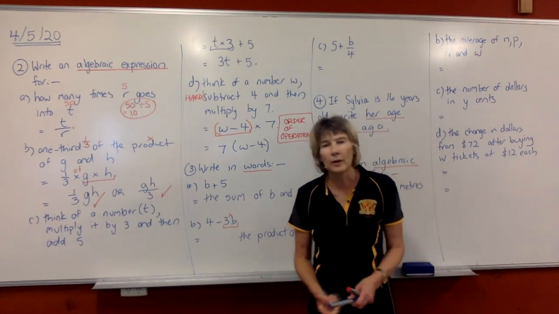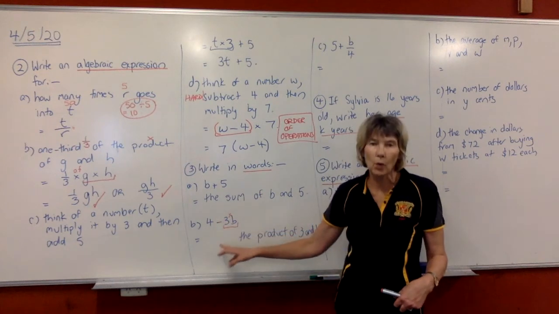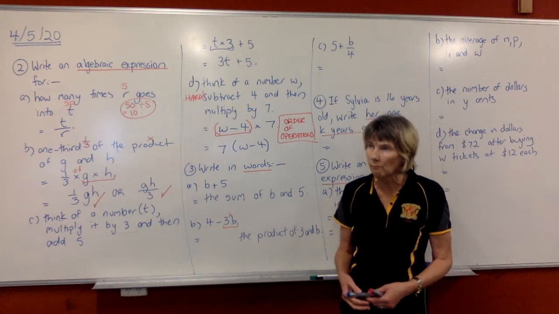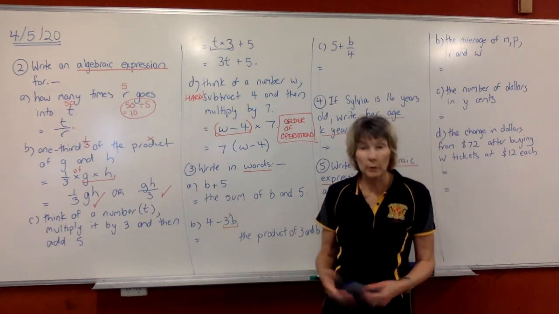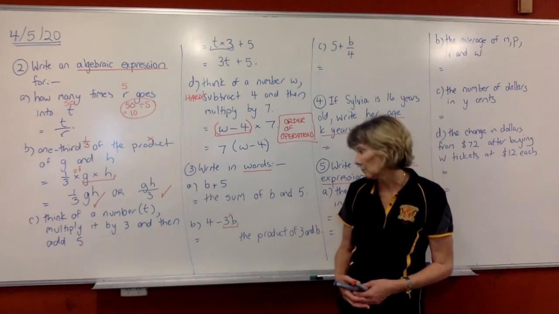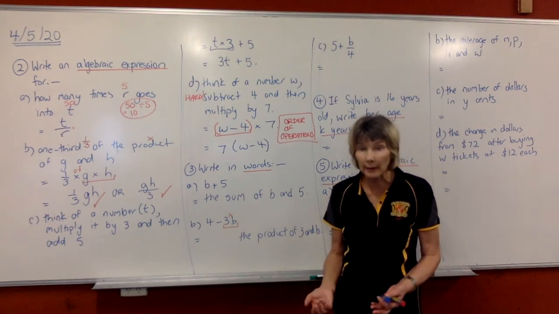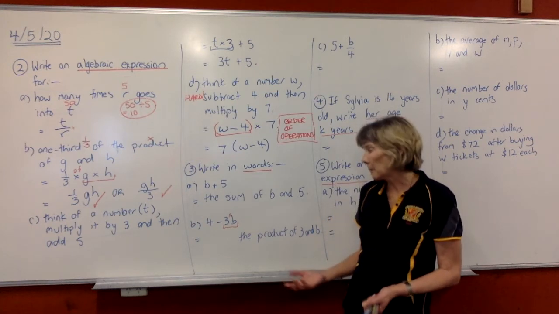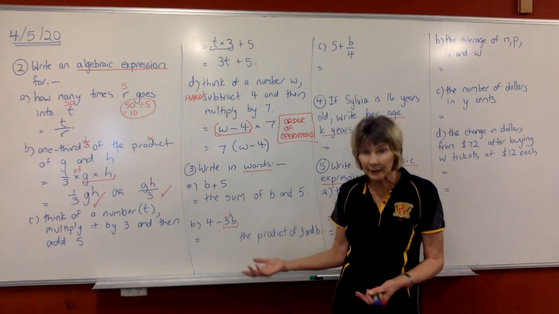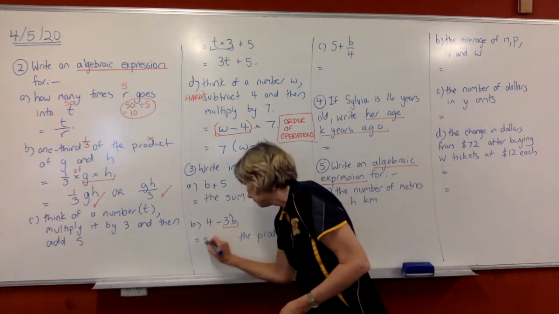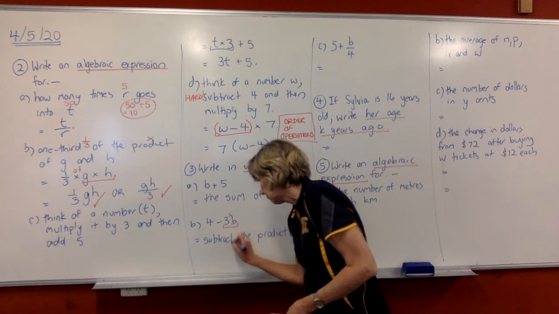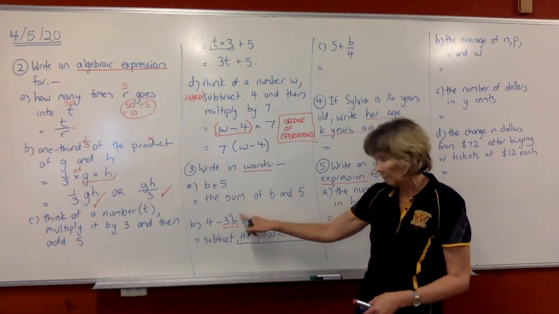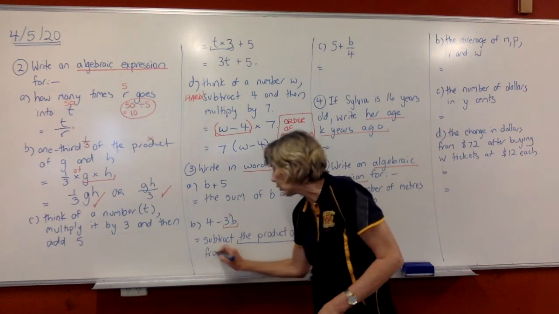Now, somehow we've got to get across the idea that we want to do 4 take away that. So if you think about it, we could use the word difference. We could say subtract. In fact, with the word difference, you might muck it up. So we might be better to say subtract the product of 3 and B, which is that bit, from 4.